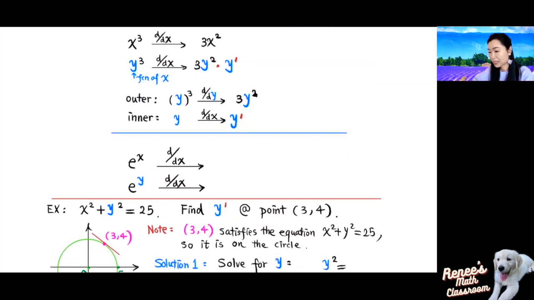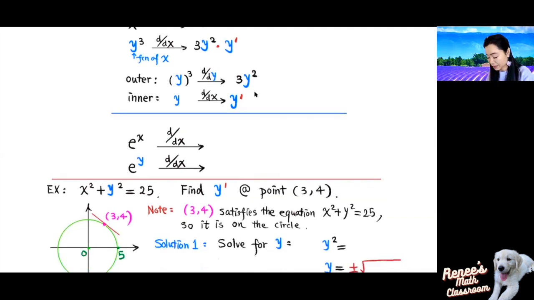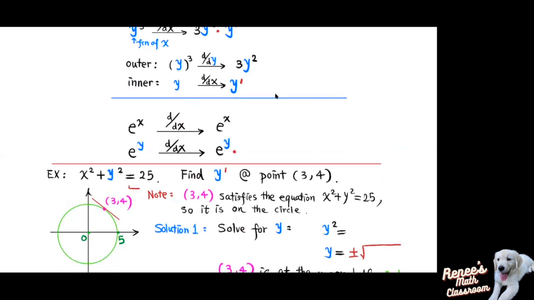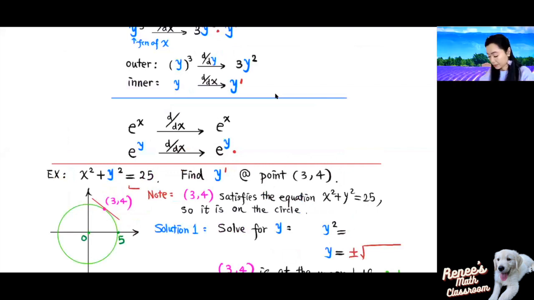Now the next example. What about this function, e to the x? Differentiate this with respect to x, you get e to the x itself. Now what happens if the function here is e to the y? Well, y here is a function of x. If we differentiate e to the y with respect to x, what do we get? The outer function here, e to the y, the derivative with respect to y is e to the y itself. So by the chain rule, we have to multiply this by the derivative of this inner function, which is y prime. So times y prime.